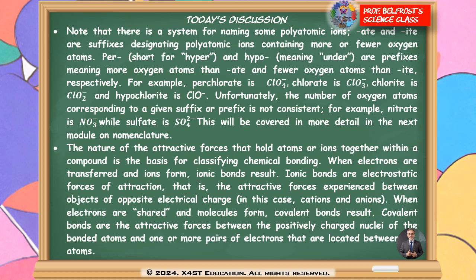The nature of the attractive forces that hold atoms or ions together within a compound is the basis for classifying chemical bonding. When electrons are transferred and ions form, ionic bonds result. Ionic bonds are electrostatic forces of attraction, that is, the attractive forces experienced between objects of opposite electrical charge, in this case cations and anions. When electrons are shared in molecular form, then covalent bonds result. Covalent bonds are the attractive forces between the positively charged nuclei of the bonded atoms and one or more pairs of electrons that are located between the atoms.